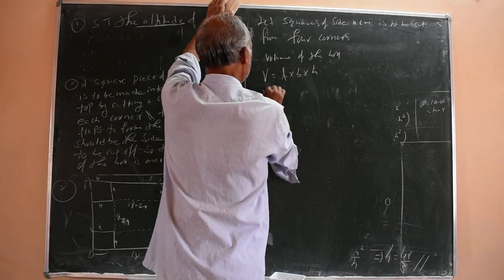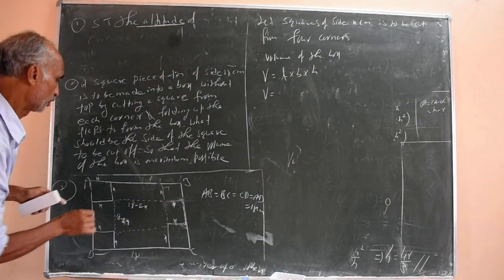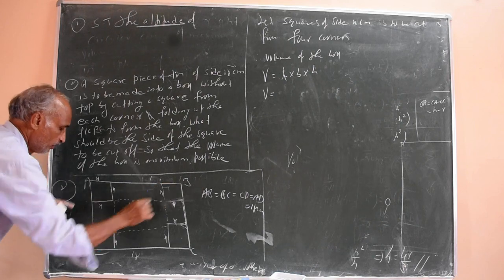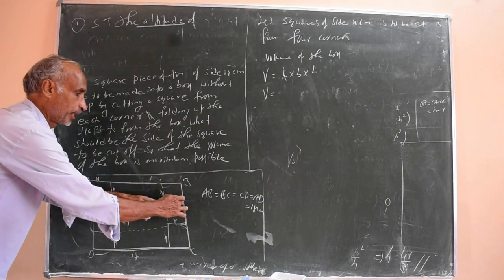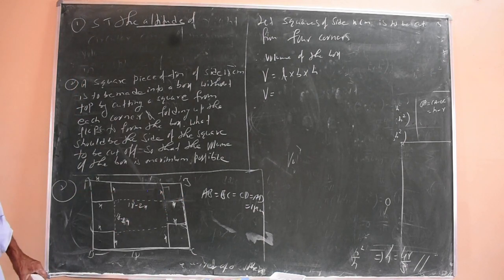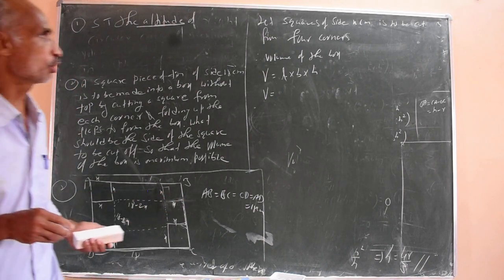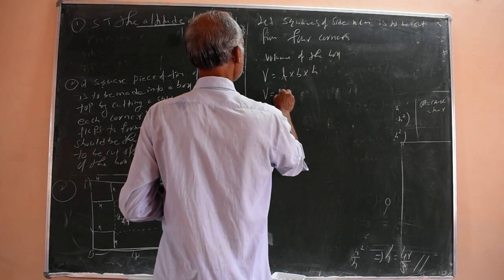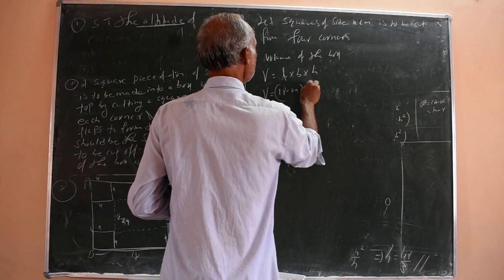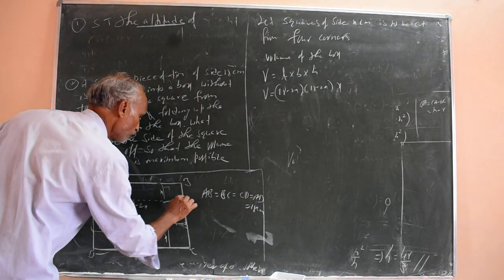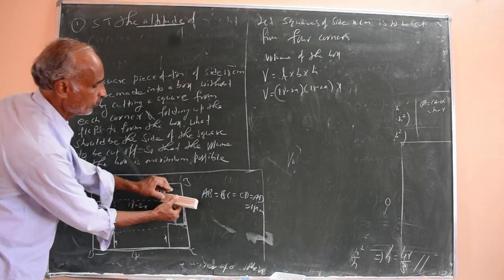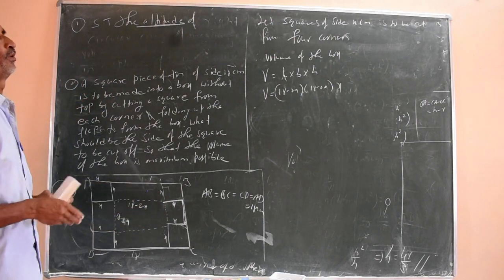Just imagine, okay? I have explained how it is 18 minus 2x. This is totally 18 centimeter. Out of that one x, and here x is removed. How much remains? 2x length is removed. Therefore length is 18 minus 2x. Breadth is also 18 minus 2x. And height will be x, because this flap is remaining, that is folded like this. Therefore height will be x.